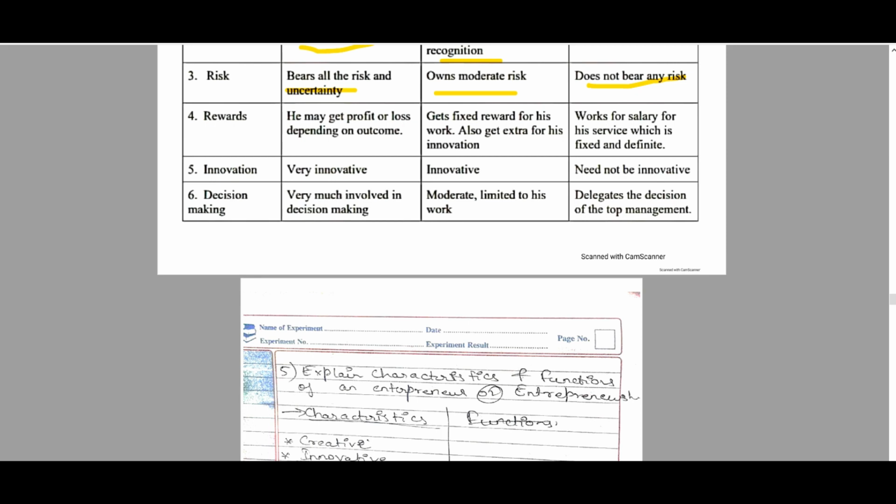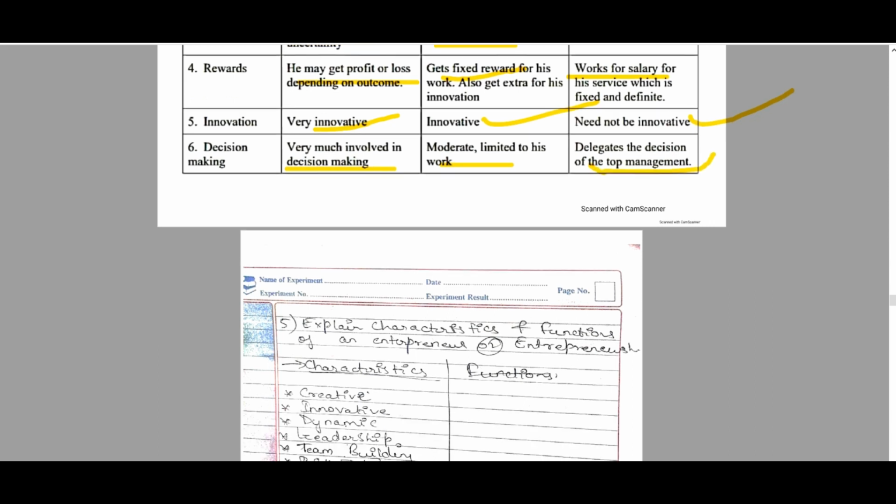Rewards: the entrepreneur may get profit or loss depending on the outcome. The intrapreneur has a fixed reward. The manager works on salary. Innovation: the entrepreneur is very innovative, the intrapreneur is only innovative, the manager is not innovative. Decision making: the entrepreneur has high decision making power, the intrapreneur has moderate decision making power, the manager depends on the top level management for making any decision.